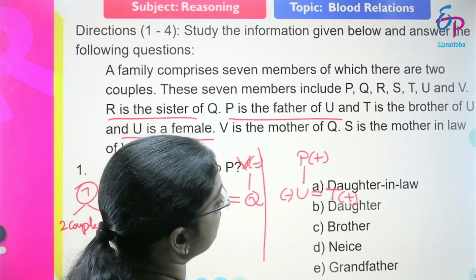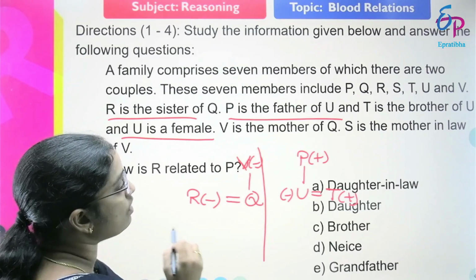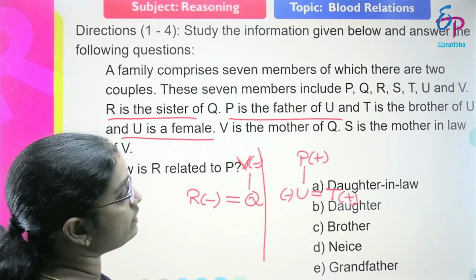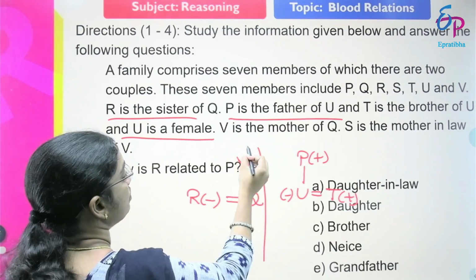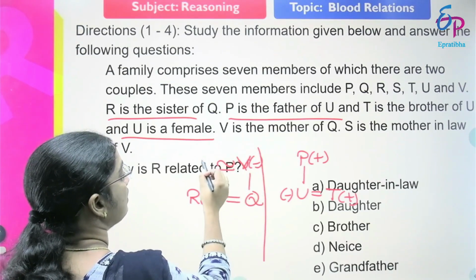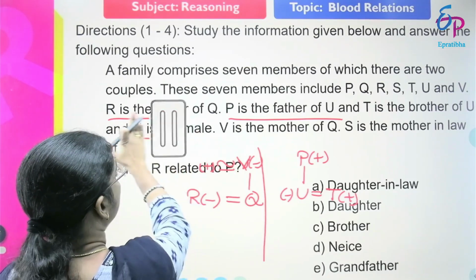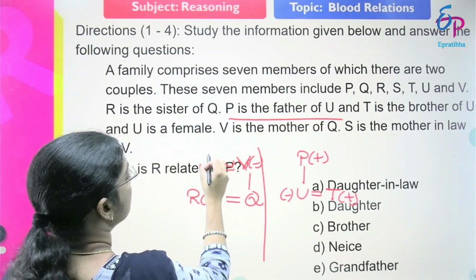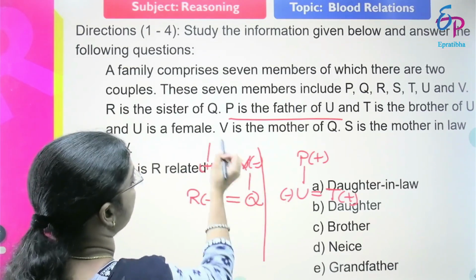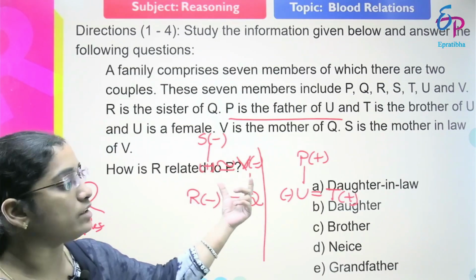Then next, S is mother-in-law of V, friends. So here we need to take mother-in-law of V. Mother-in-law of V means V's husband's mother is mother-in-law, right? So S is mother-in-law, a female person. Okay, so S is mother-in-law of V, friends.